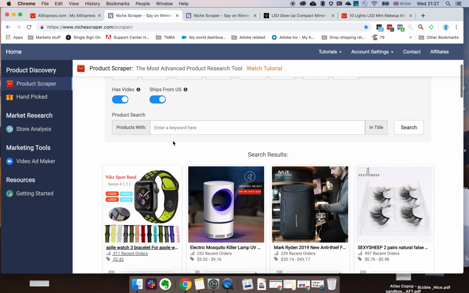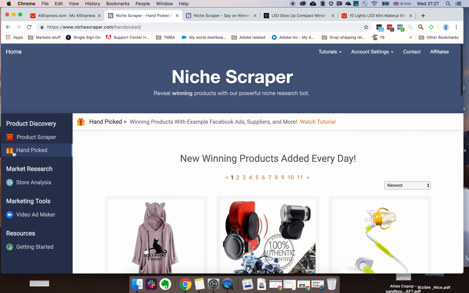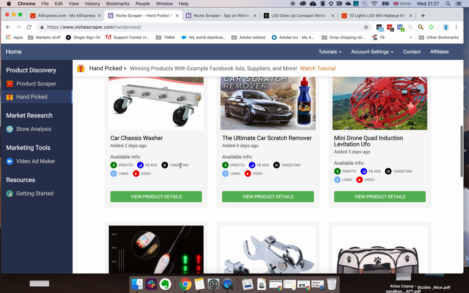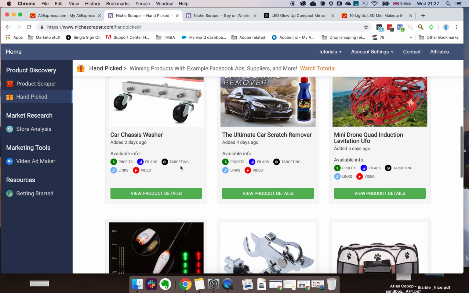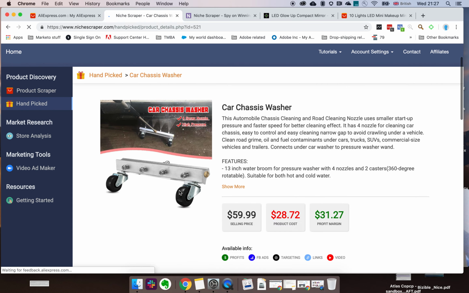Now, let me give you another interesting snippet into that. They also have handpicked products, things that are tested, that you think are good and going to be new winning products every day. You might be familiar with this kind of interface. This one, for example, is a chassis washer. Plug your hose, just go under your car, and this could be really cool.